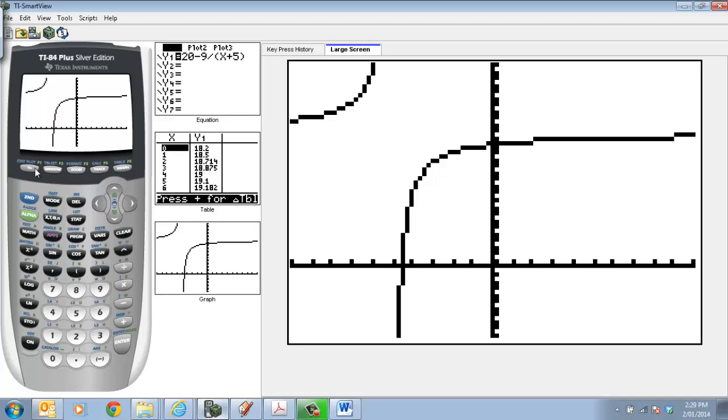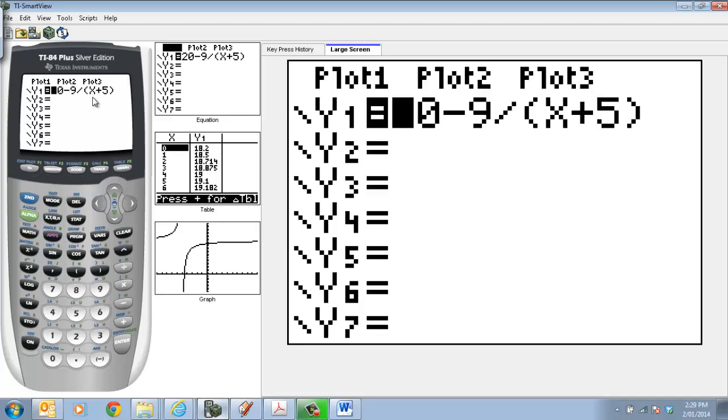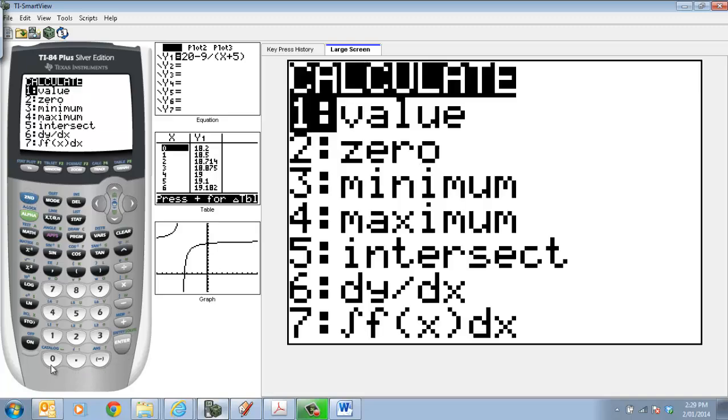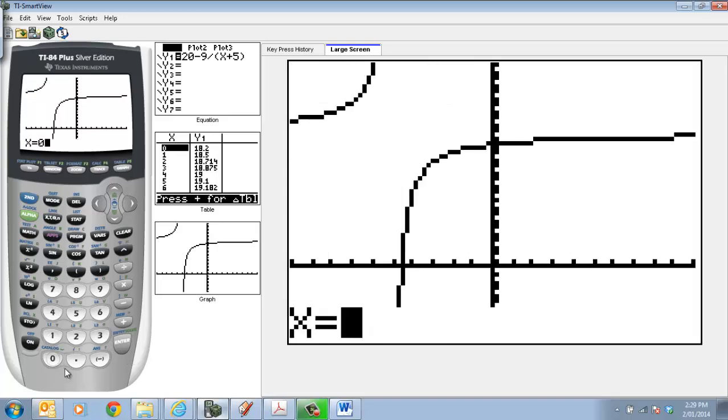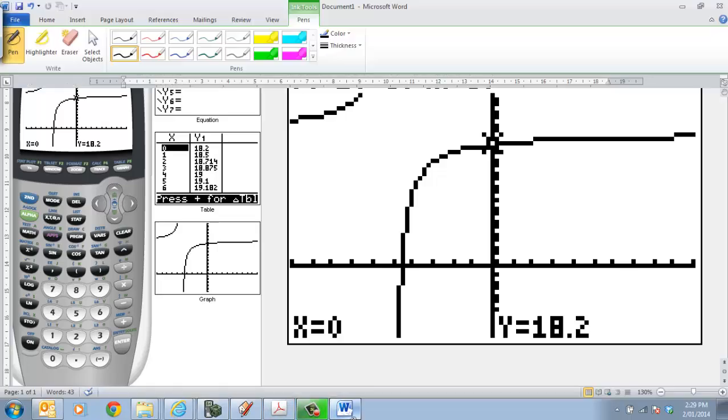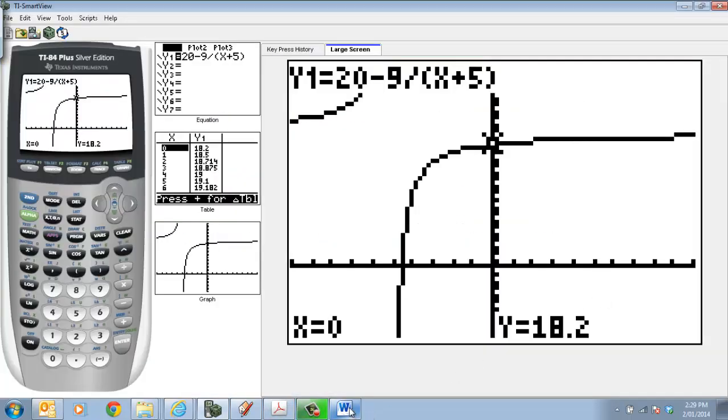You could go in there, graph that function on your calculator, and then you can find out the value when x is equal to 0. We're doing number 1, and that tells you it's 18.2. Okay, so there's a range of ways of doing it.